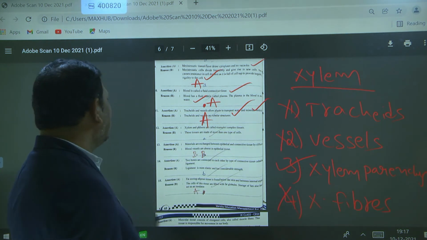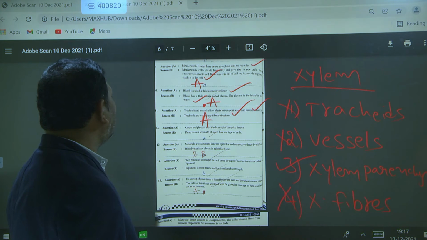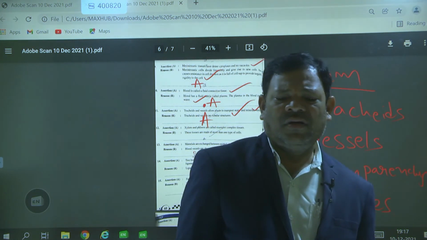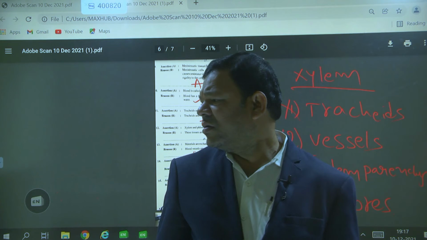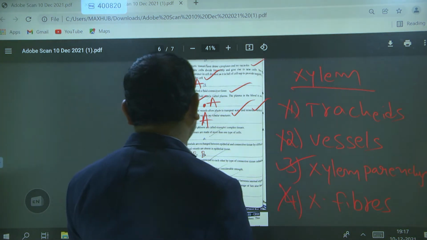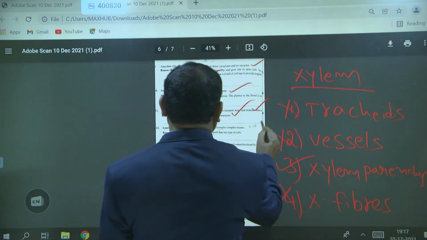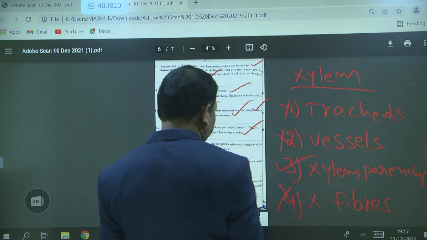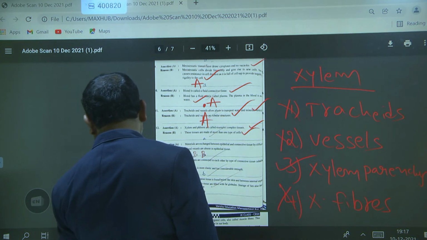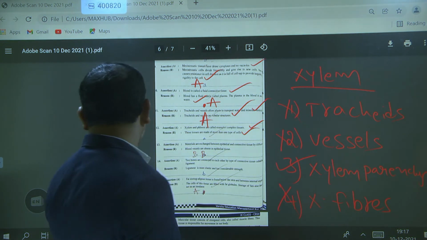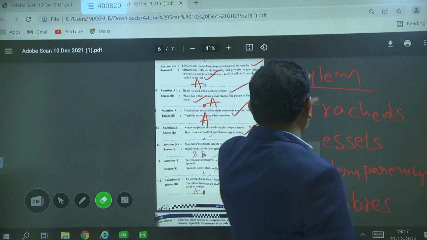Option A: Xylem and phloem are called examples of complex tissue. Yes or no? Xylem and phloem are called complex tissues. Why? Because these tissues are made up of more than one cell. Is it correct? Yes. So that's why, you already know very well.